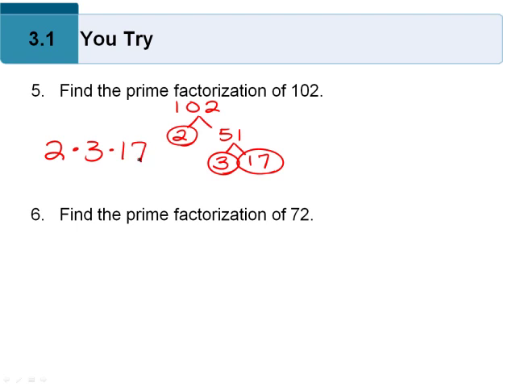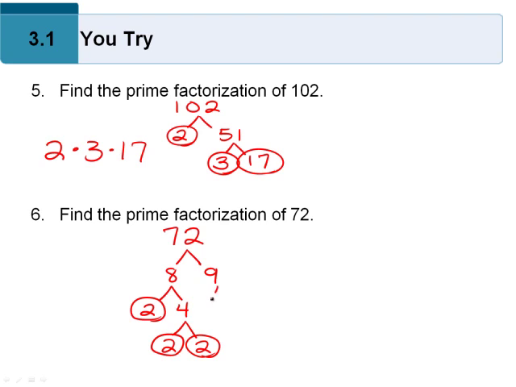And I think this is the last one. Number 6 is find the prime factorization of 72. So I'm just going to break it down into 8 and 9. Okay, 8 I can break down into 2 times 4. 2 is prime. 4 I need to break down into 2 and 2, and those are prime. And then 9 would be 3 times 3, and those are prime. Okay, so you're going to have 2, 2, 2, 3, and 3, and that would be your answer there.